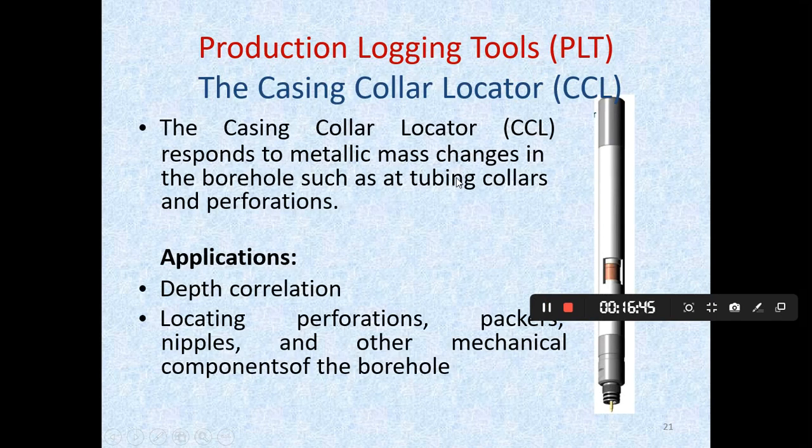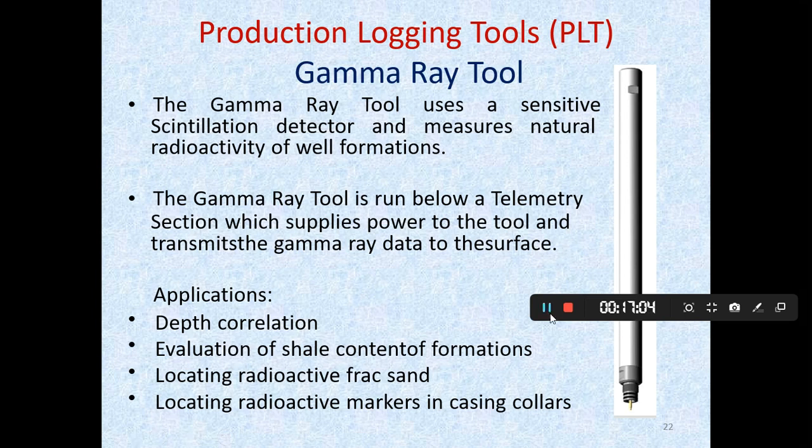Then after this wireline telemetry, we have the casing collar log, and it tells us the metallic mass changes inside the bore. So it tells us whether the tubing ID has changed or is the same. Of course, the ID of the tubing string changes with depth. It also tells us where exactly the perforation is, where exactly the packers are, nipples are, or other mechanical components. So this is the casing collar log, and I will show you this log in a video now.